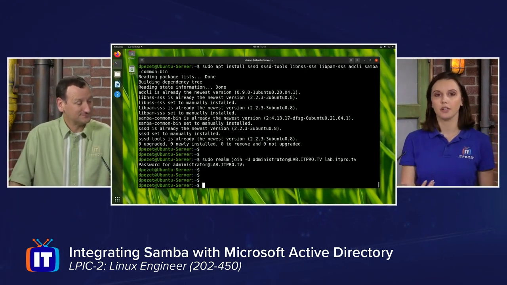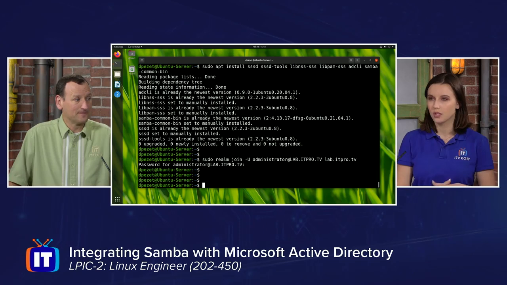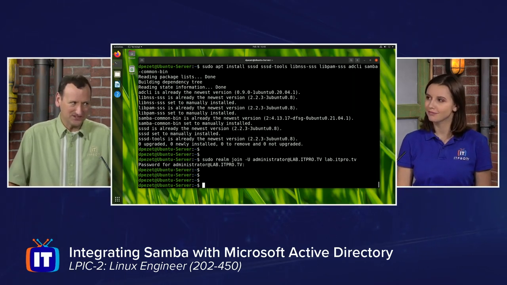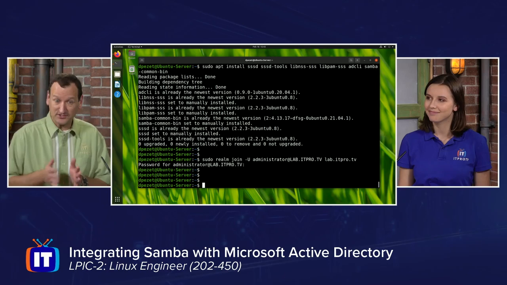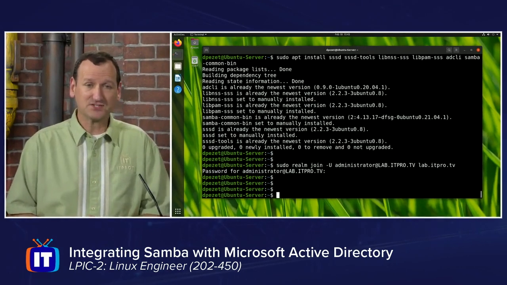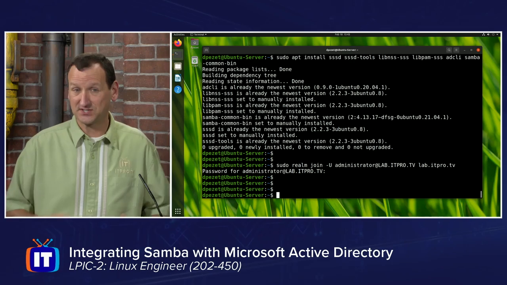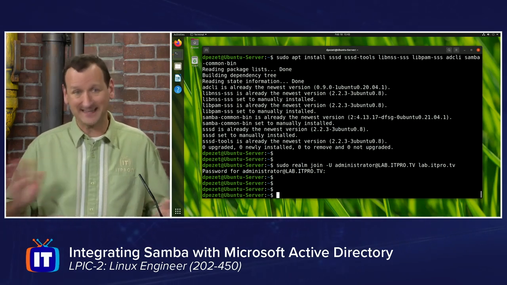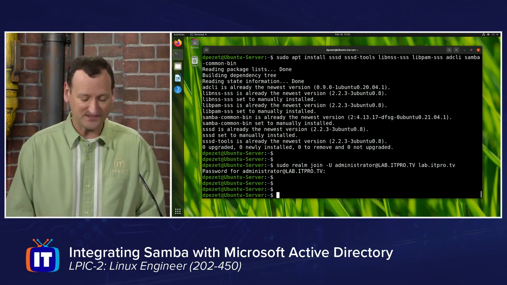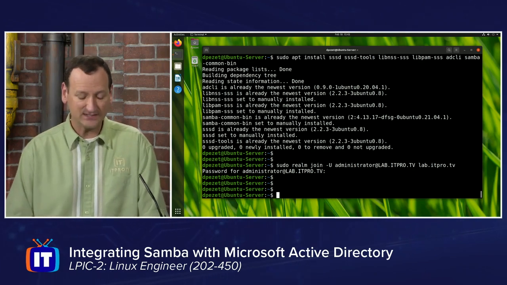So now that we are joined up, does Samba automatically start using domain authentication? Not normally. So normally, Samba, by default, is looking at the local user database. And so we'll typically have to tell it to start using the Active Directory database. Not going to happen automatically, at least not from what I've seen. Fortunately, it's pretty easy to do that.